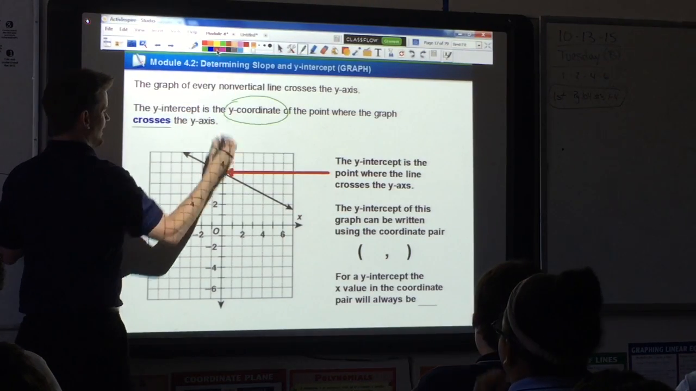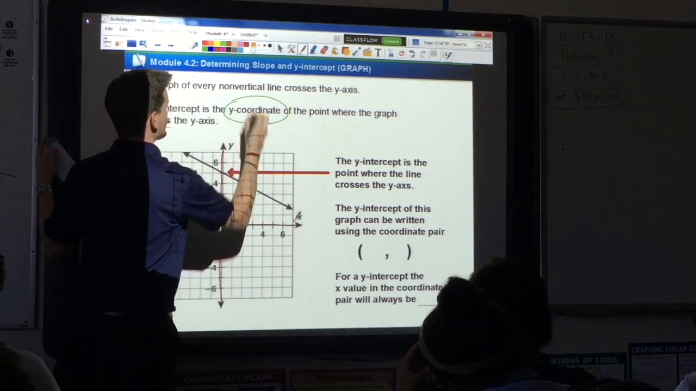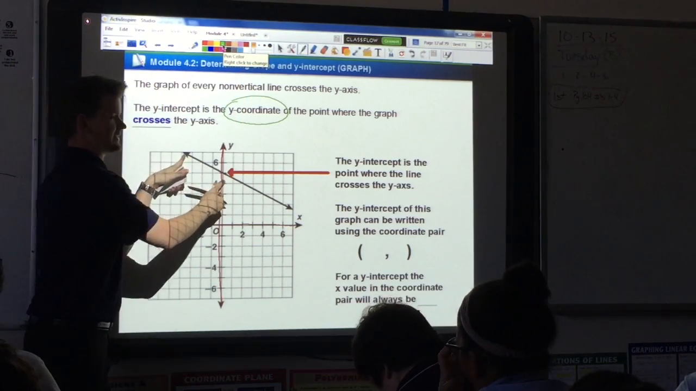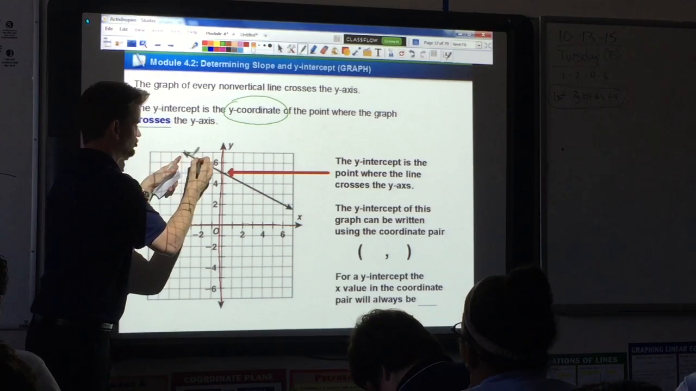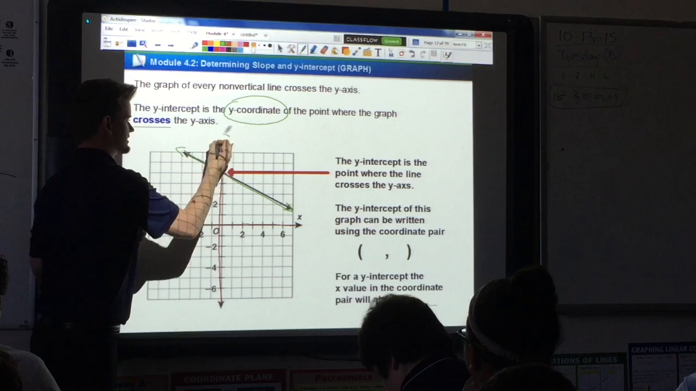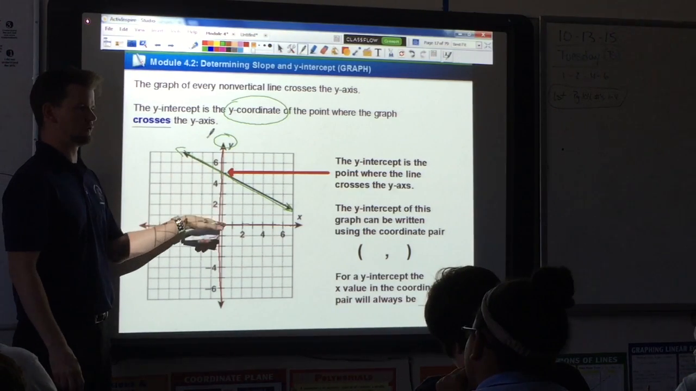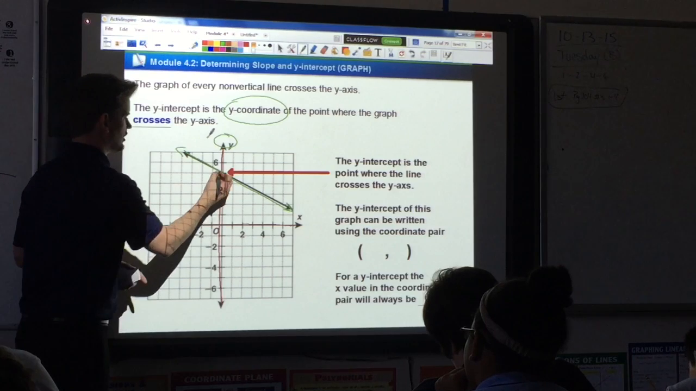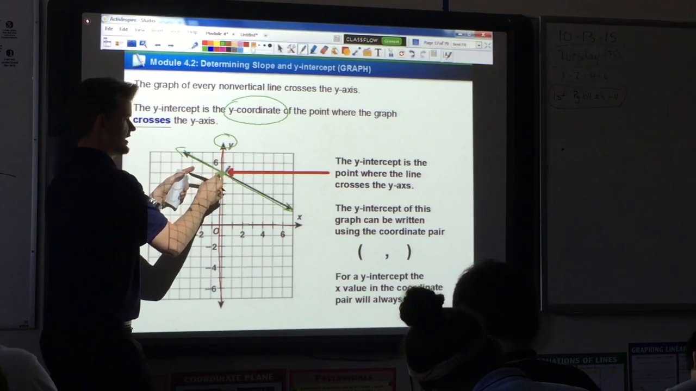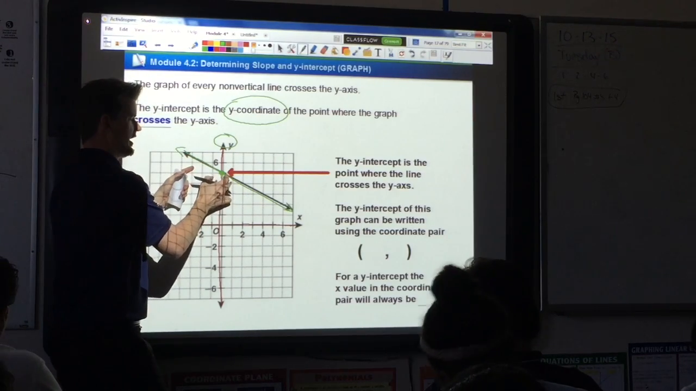So we have two axes right here. We have a y, we have an x. We do not care about the x. What we care about is looking at this line right here and identifying exactly where it crosses the y-axis. Does everybody see where this green line crosses the y-axis? Yes, and we can draw a little point there. The line crosses the y-axis right here. That is your y-intercept.